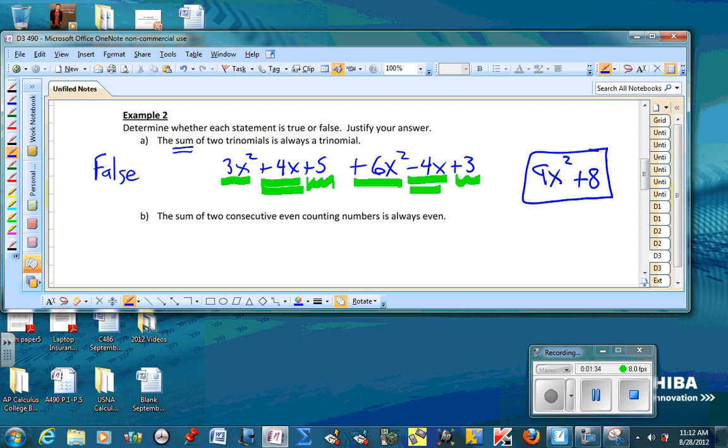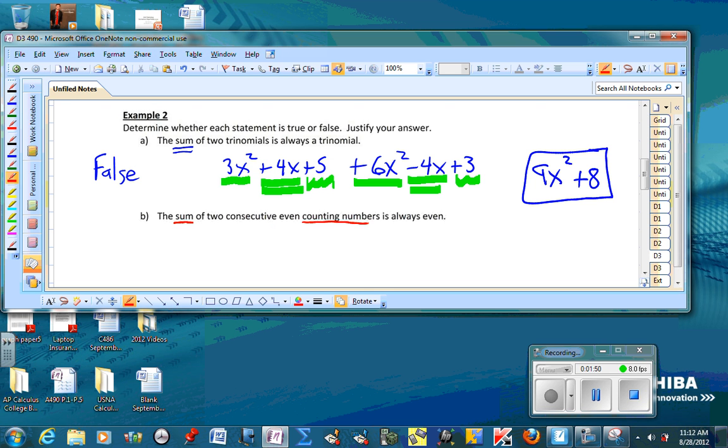Now moving on to part B. It says the sum of two consecutive even counting numbers is always even. Well, let's think about that. First of all, sum means we're going to be adding two numbers. Two consecutive even counting numbers.